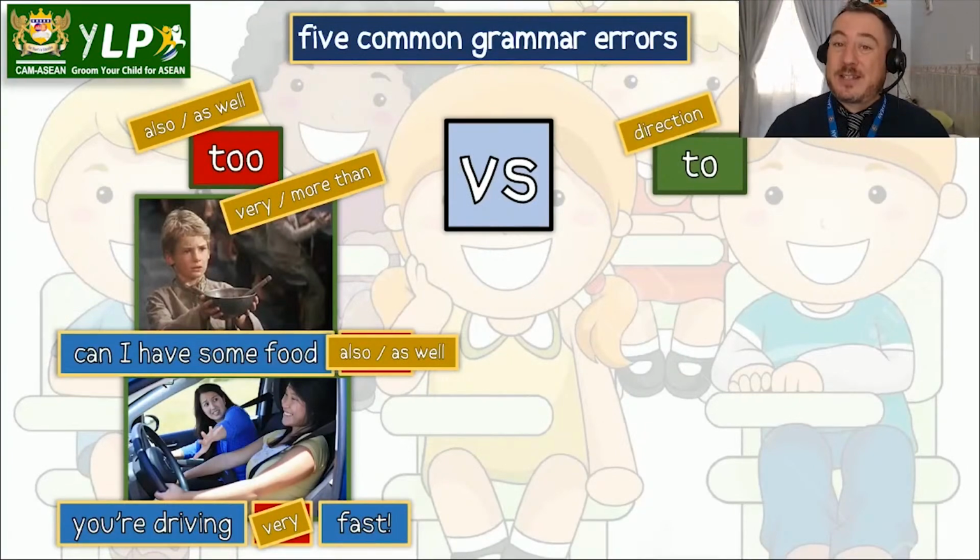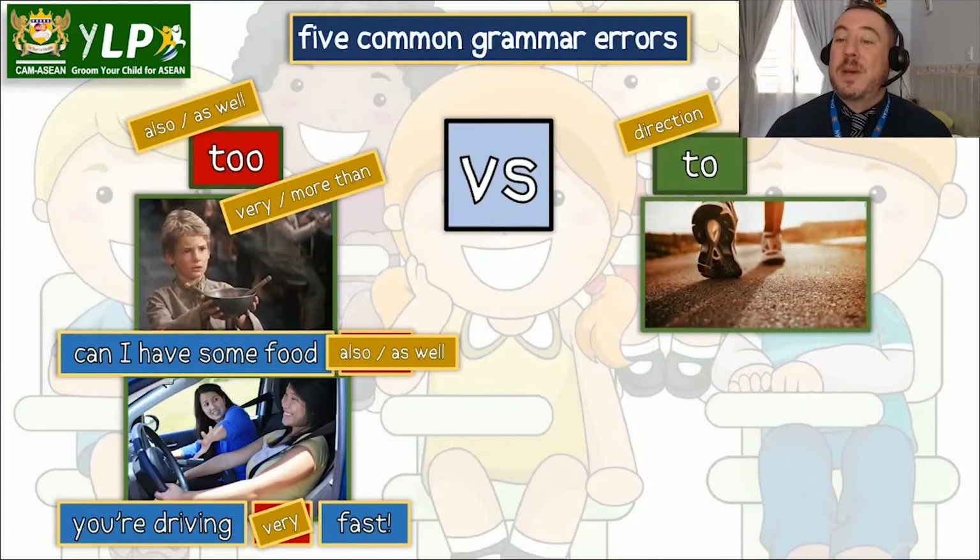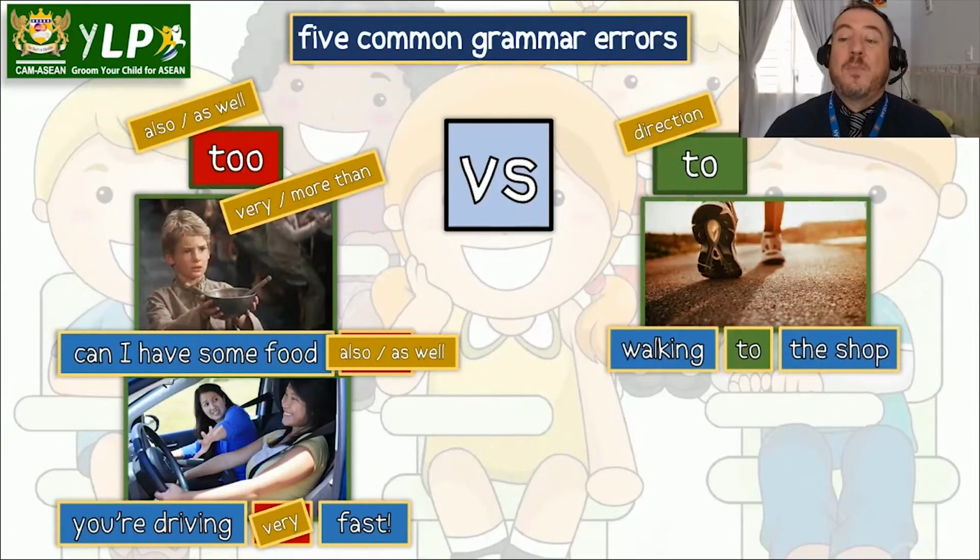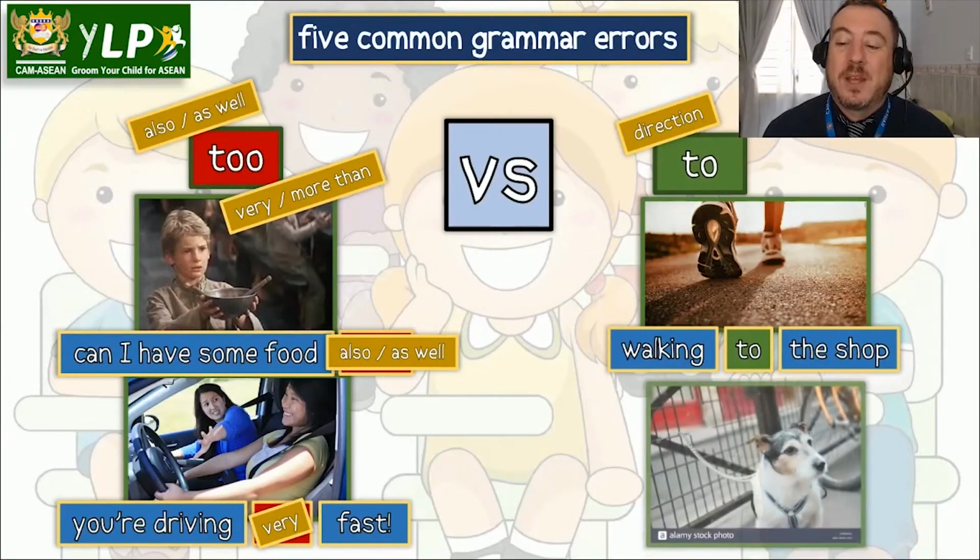This is a very different way of using to, to mean direction. So for example, you might say something like, I'm walking to the shop. I'm running to my friends. I'm jogging to the park. I'm moving to the left. I'm moving to the right. We use it to talk about the way or the direction that something is happening.